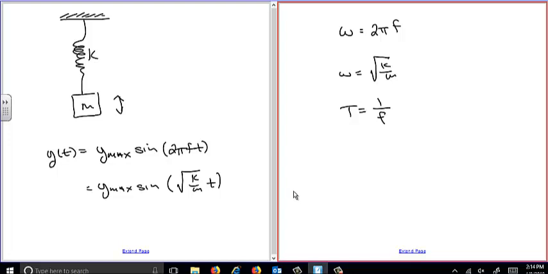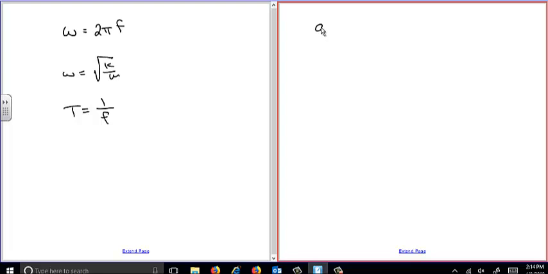So what I'm going to ask you to do, let's just give you an example. So here's given: mass equals 3 grams, K is equal to 1.2 newtons per meter, because this is force per unit length stretched. And so what I can ask you to do is calculate the frequency and period of this combination.